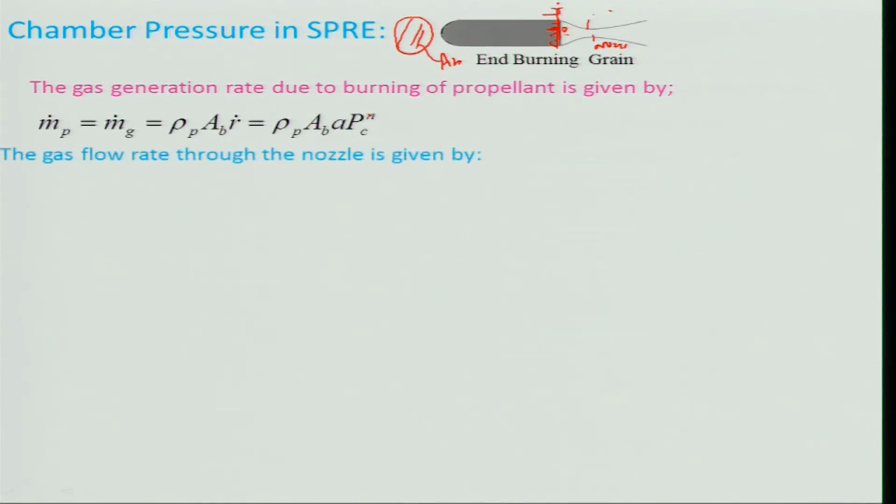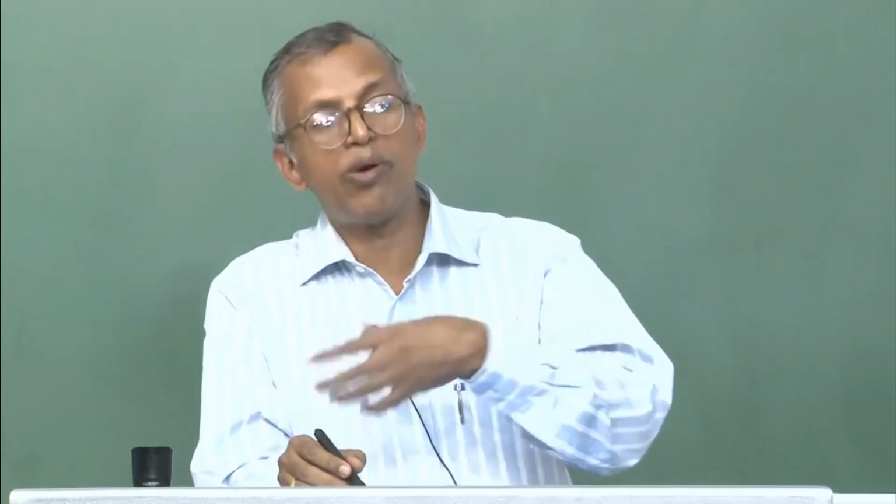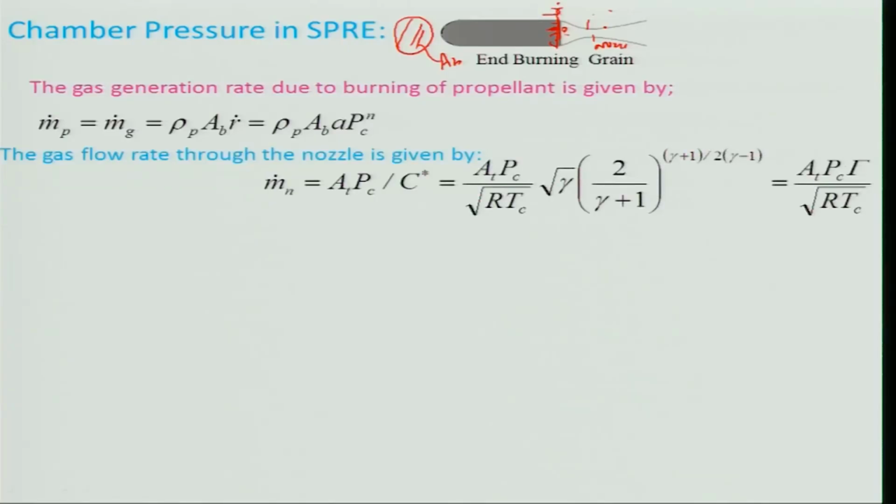Now, a certain amount of mass flow rate is passing through the nozzle, because gas is being generated by the burning of the propellant surface, and the gas is going through the nozzle, and we will assume for the time being, or in most cases, that it is choked. So, we will say that the mass flow rate passing under choked condition, which we have already derived, is A_T P_C over root R T_C, times root gamma, times (2 by gamma plus 1) to the power (gamma plus 1) divided by 2(gamma minus 1). You can say that this portion is nothing but your capital Gamma, right.